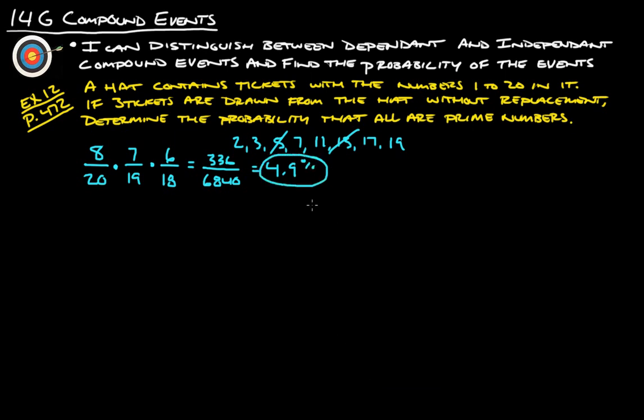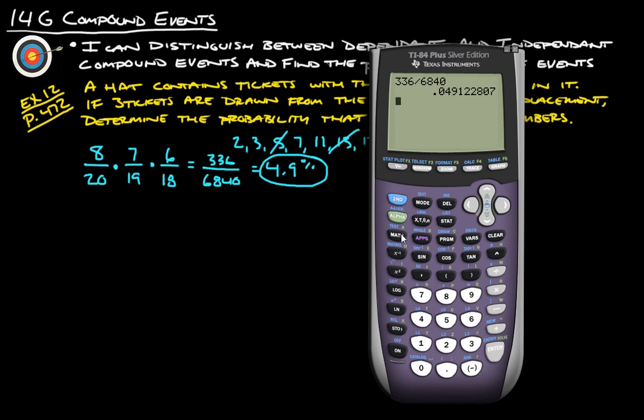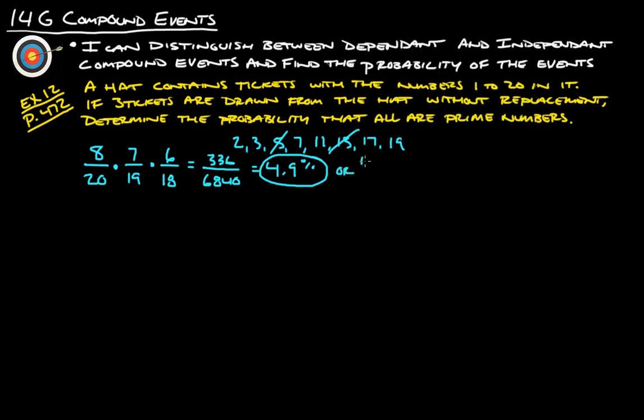4.9%. All right. On there, you could turn this into a fraction if you really wanted to. To do that, you would do math, and then you want to turn your answer into a fraction. So we do enter, and it's 14 over 285. Okay, so you want to give your answer either as a reduced fraction, a percent, or you could leave it as a decimal, 0.049. Any one of these 3 answers work.